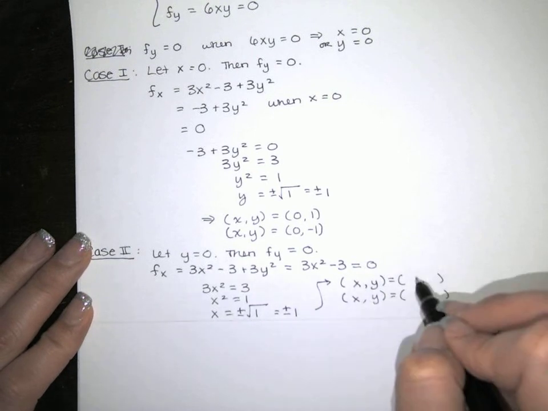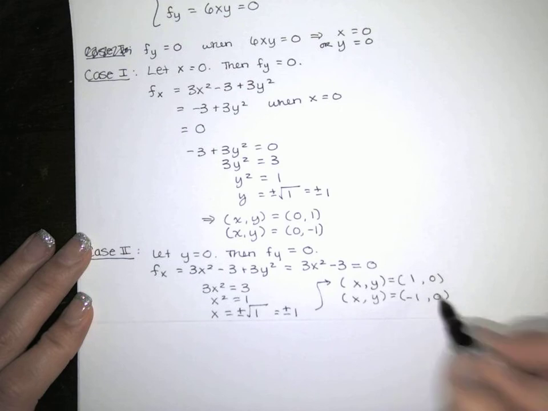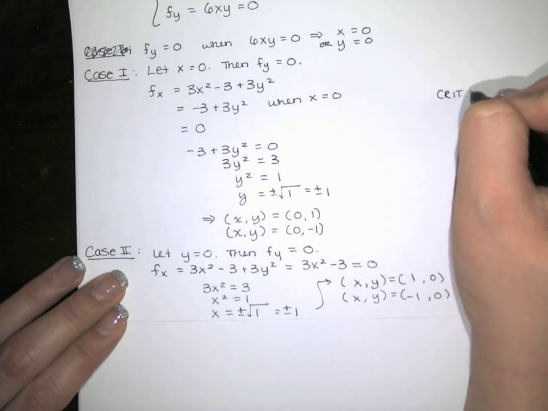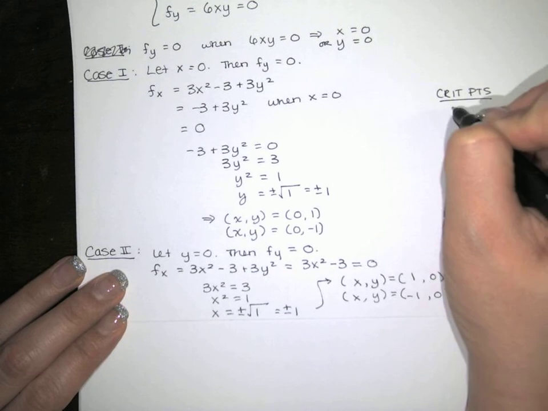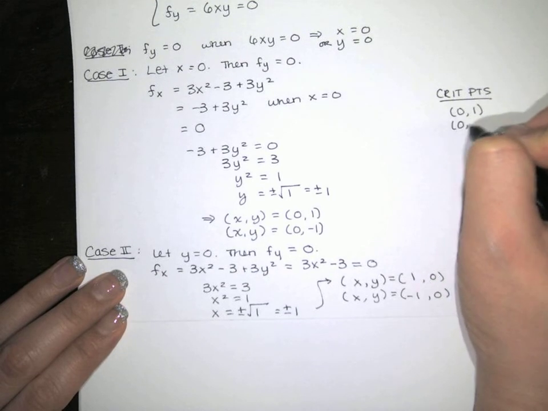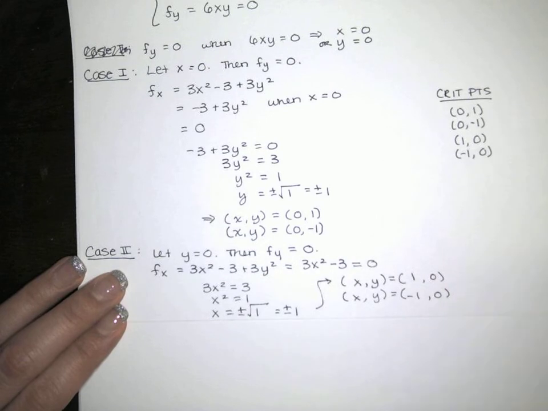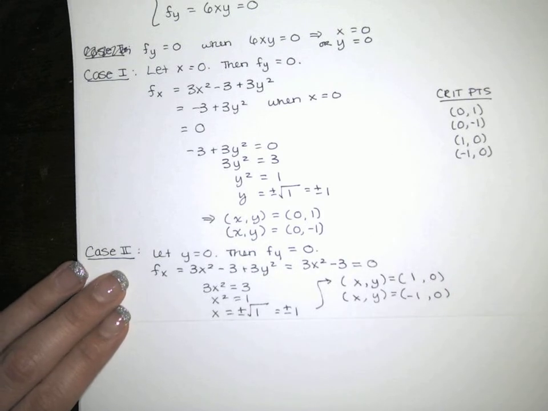Critical points are when x equals 1, y equals 0, and x equals negative 1, y equals 0. So all of our critical points, here's our list, are (0, 1), (0, negative 1), and (1, 0), (negative 1, 0). So we need to test all of those. That's where we have a horizontal tangent plane. We have to test them and see, does this correspond to a min or a maximum in the original function? What about this one? What about this one? And what about this one? We'll test them using the second partials test.